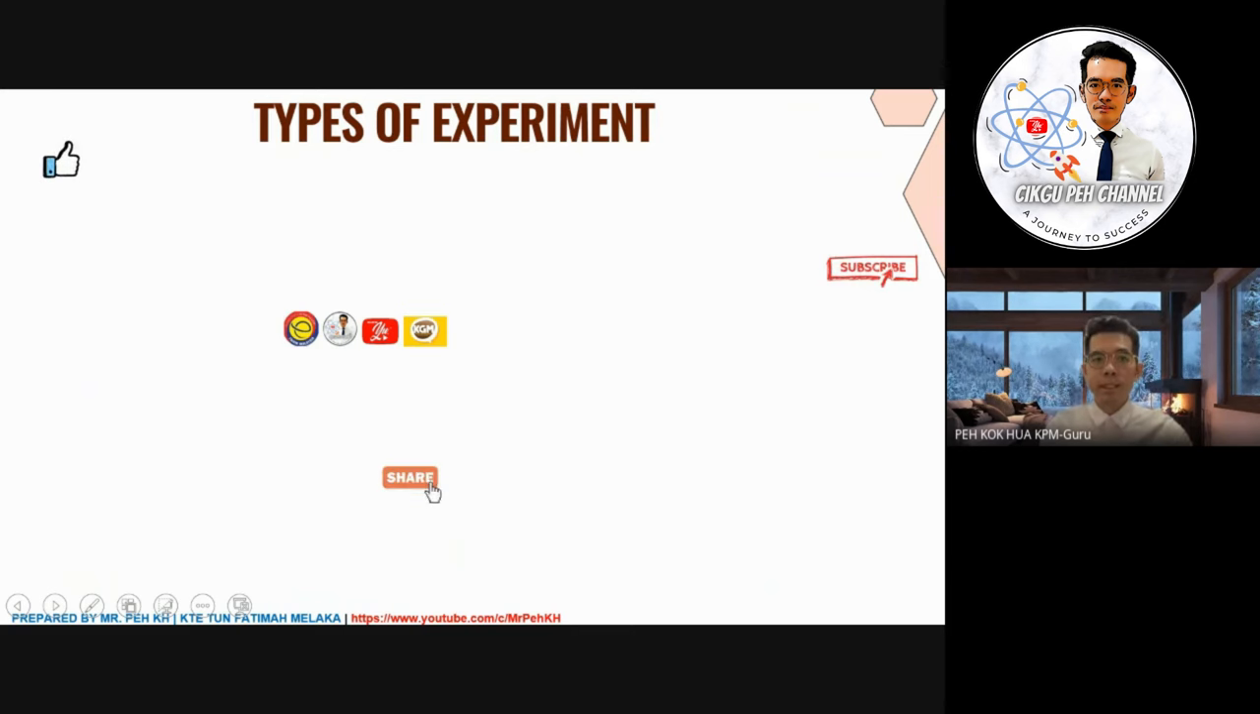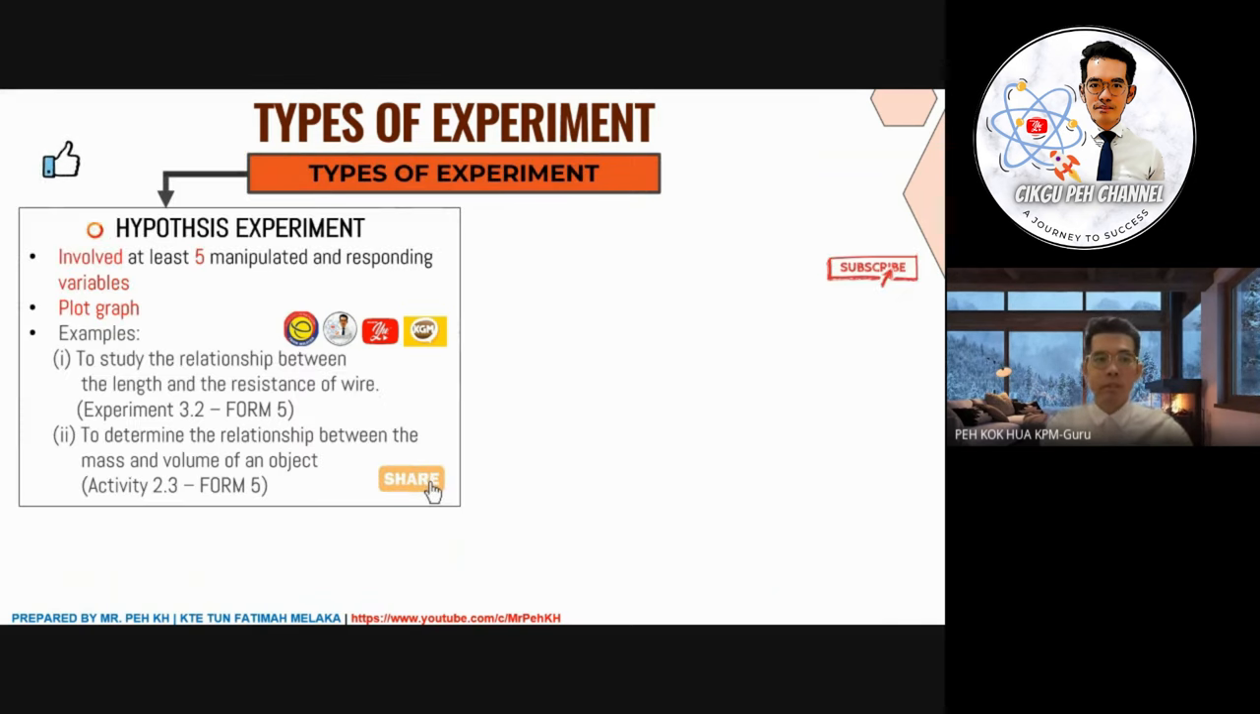Secondly, it will be the type of the experiment. So basically, the type of the experiment can also be classified into two different types. Okay, so the first is known as a hypothesis experiment. The hypothesis experiment involves five manipulated variables and five responding variables. Okay, so that means you need to plot the graph from the data you get after you do the experiment.